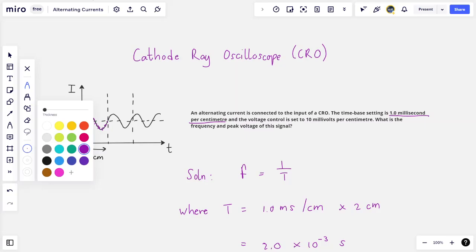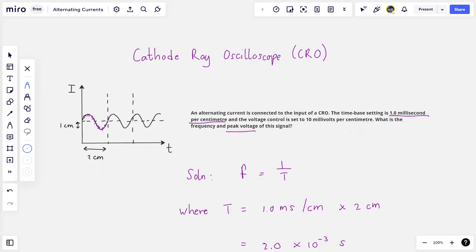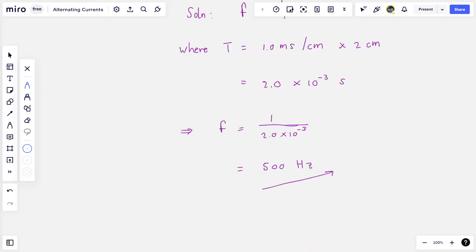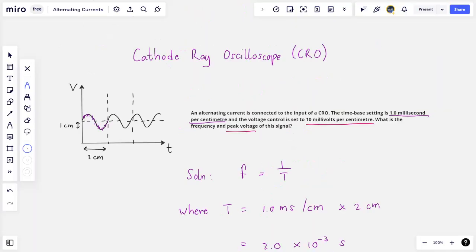The second part of the question tells me you're not done yet. You need to find the peak voltage of the signal, and the voltage control is set to 10 millivolts per centimeter. So even though this is actually voltage versus time, V against t, it still has the same shape. This is what you would see in an oscilloscope. You'd see a sinusoidal shape, and you'd be measuring the voltage. So instead of being given volts, I'm given centimeters, but I have a conversion to go from centimeters to volts. 10 millivolts for every centimeter. And I want to find the peak voltage.